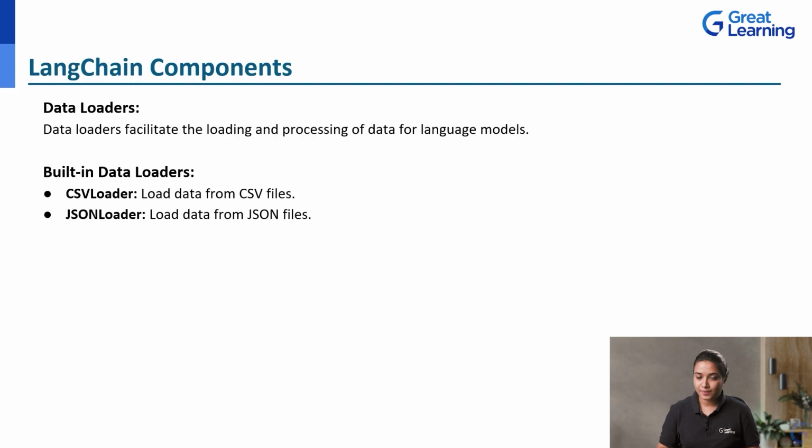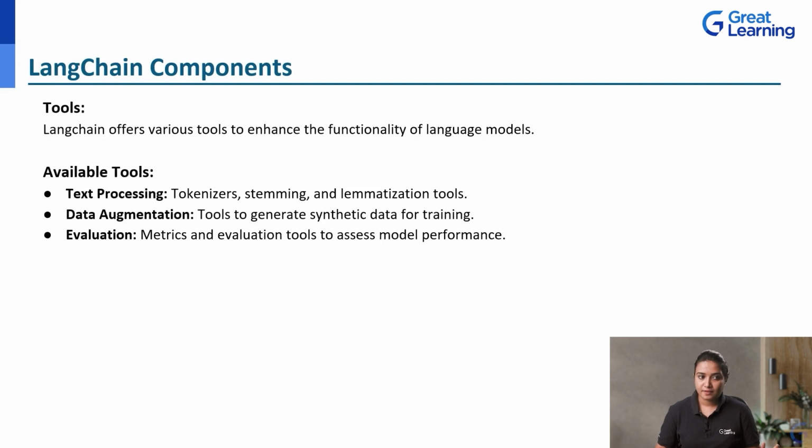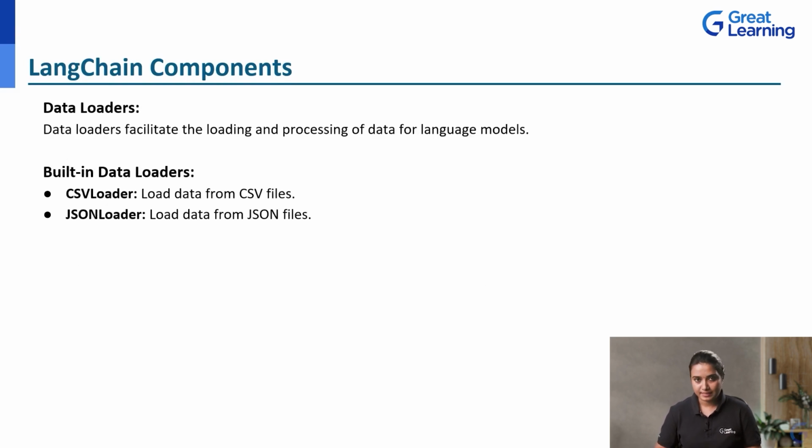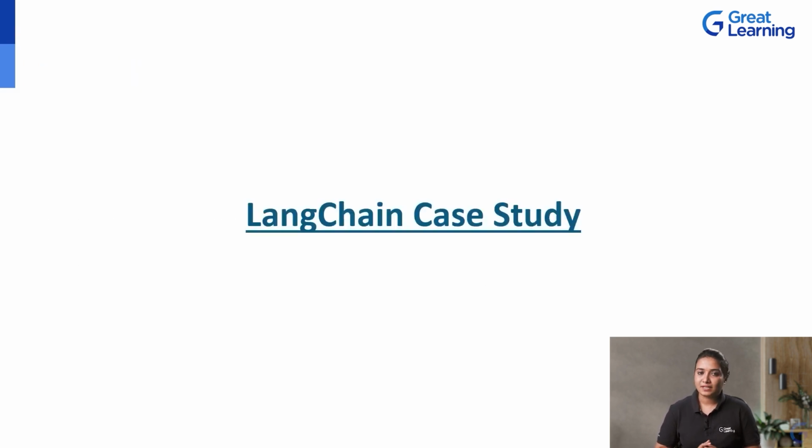So, we are clear about the components of LangChain. Hope we are clear with LangChain components. Again, we have data loaders, we have tools, we have models, and we have prompts. These are the major components you have to understand. Now, what is next? We have the LangChain case study.